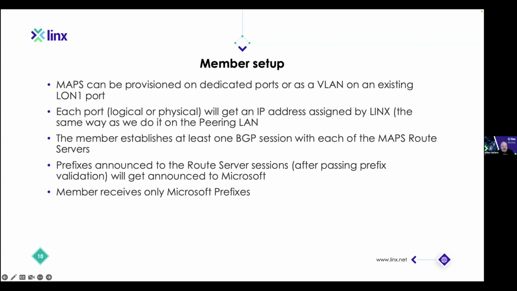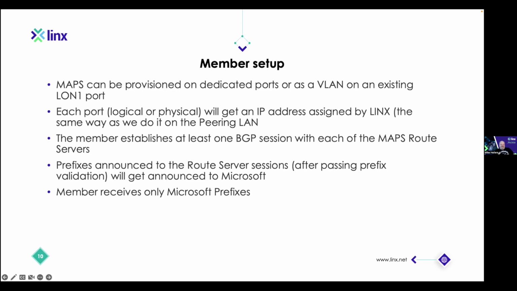Each connection that you have into this closed user group works very similar again to peering LAN. You will get an IP address assigned from the prefix that we have assigned to that closed user group. So we assign an IP address, and you establish at least one BGP session with each of the Maps root servers, and you announce your prefixes to the root servers, and you receive the Microsoft prefixes. All pretty straightforward from that point of view.